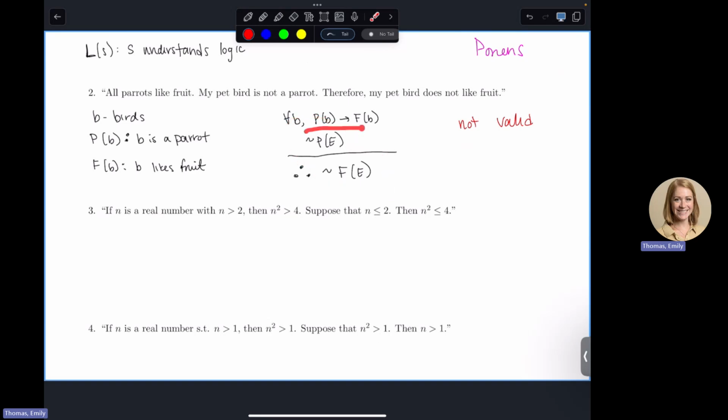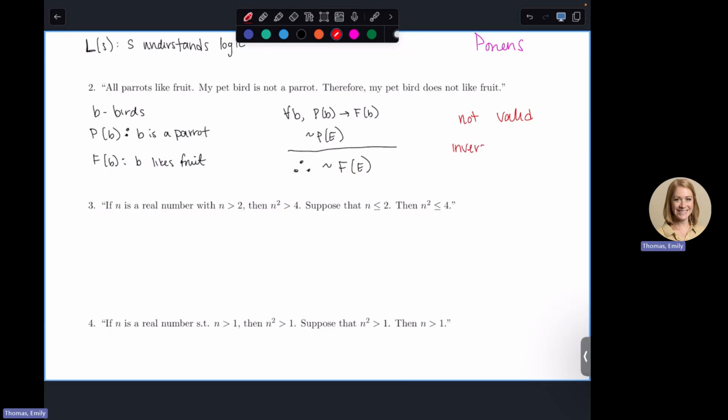So this is saying that the conditional and the inverse are equivalent to one another, and they're not. So this is what's called an inverse error. Those mathematicians being really creative. So the mistake here is assuming that the inverse and the conditional mean the same thing, and they don't. And so that's called an inverse error.